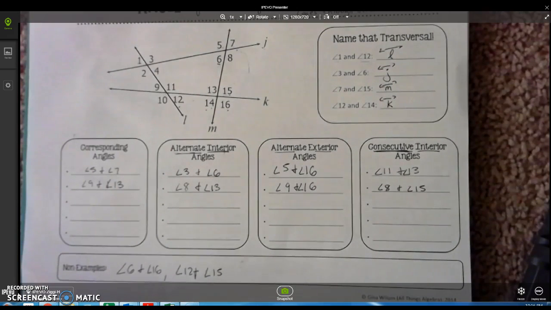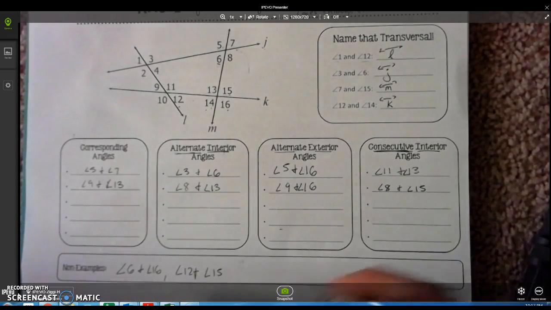So like I said, I'd like for you to finish this out. Give me at least 2 more examples of each one. I think I've actually given you these 3 examples. And go ahead and give me 2 more non-examples so you have those for your notes.